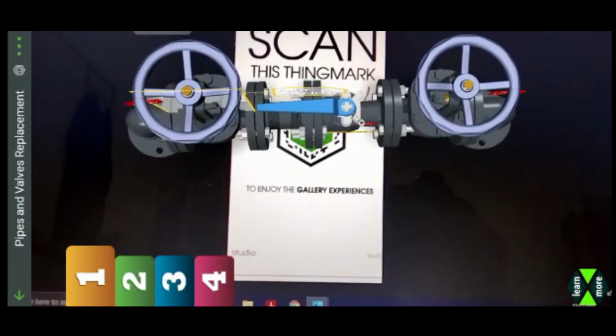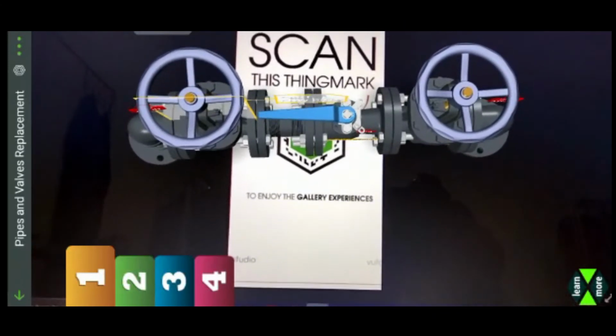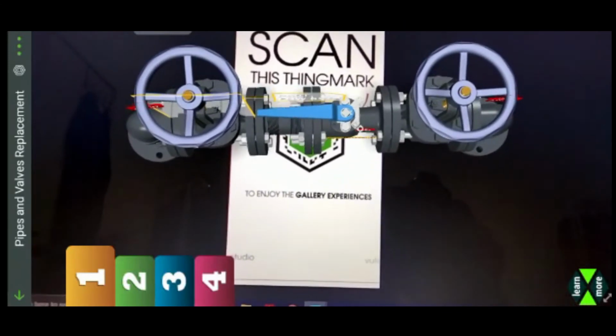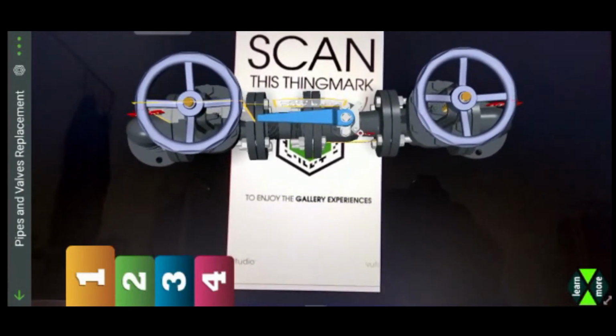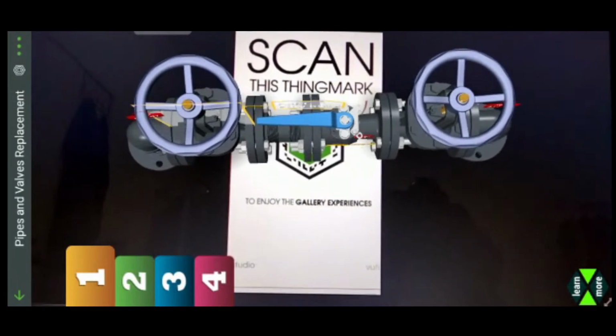Then pipe wall rupture. Pipe wall rupture occurs at higher pressure, and this is a very common failure in pipelines. Next is perforation. Perforation is a small hole, usually less than 10 mm square.